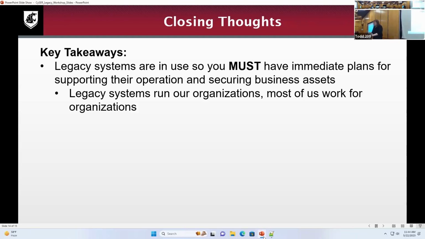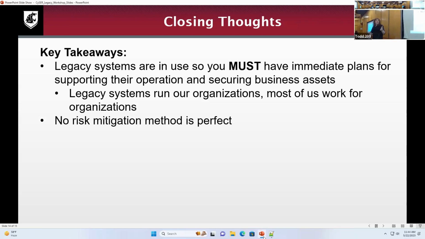Legacy systems run our organizations, and most of us work for organizations. Also, as we talked about, no risk mitigation method is perfect. You saw me give a lot of wishy-washy responses. That's because there's really no solid, do this is correct. You really have to weigh the trade-offs.